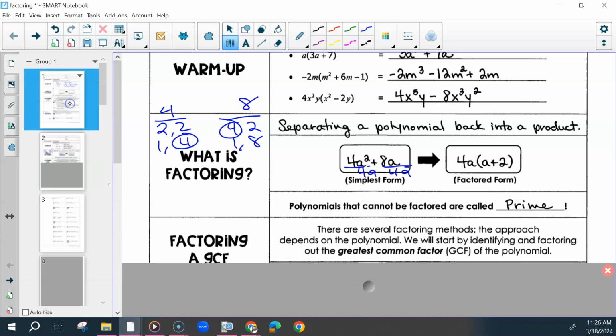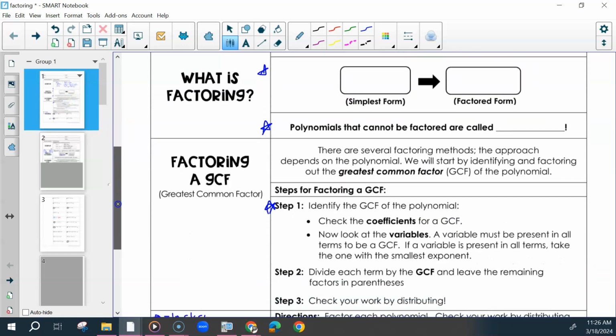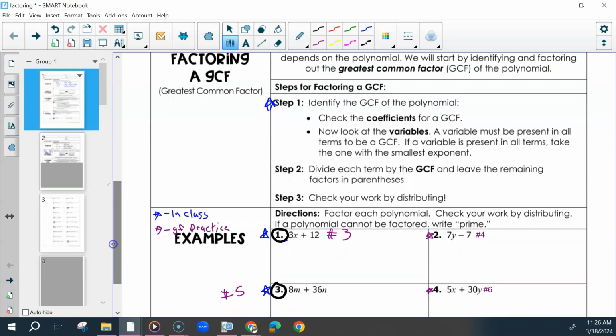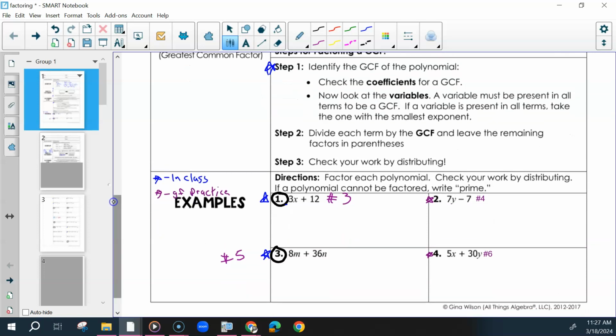So let's try some of these. If you need the steps, use them. Look at the coefficients of the terms first. Find the highest that we could divide out of those. That could be you listing out all the factors, or if you know it off the top of your head, that's also fine. Look at the variables and the smallest exponent. Divide them both. Once we get in the habit of factoring, we won't have to actually show that we're dividing.